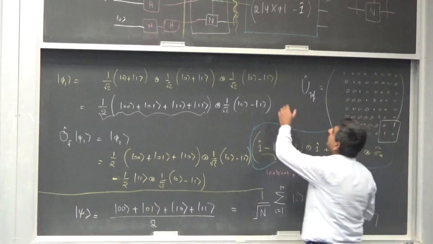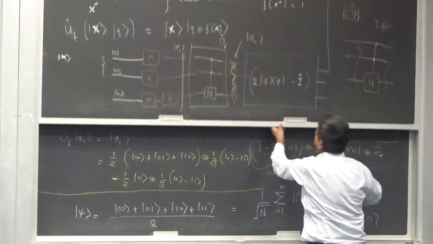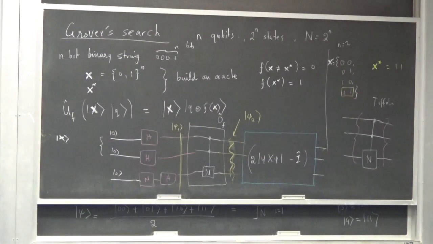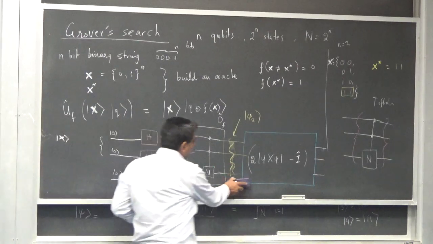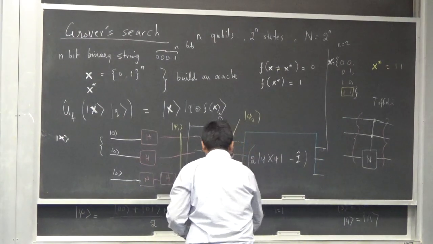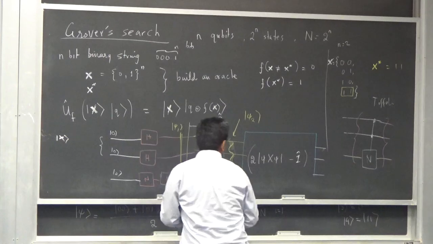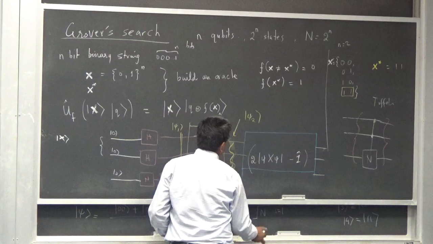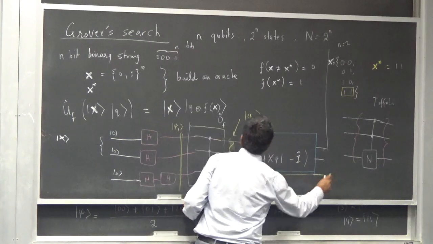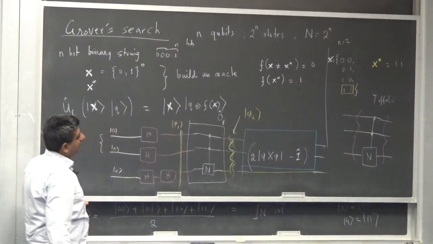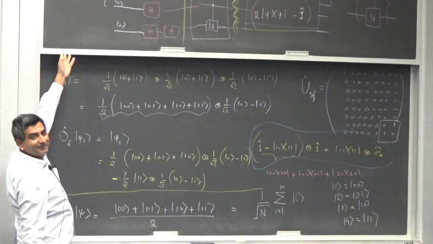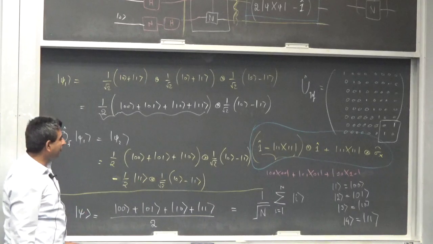Now let's see what is the action. This operator now acts just on the first two qubits. I do not care about the ancillary qubit any longer. Now what does this operator do? This looks like a strange kind of operator. Let's see what is the action of this operator.